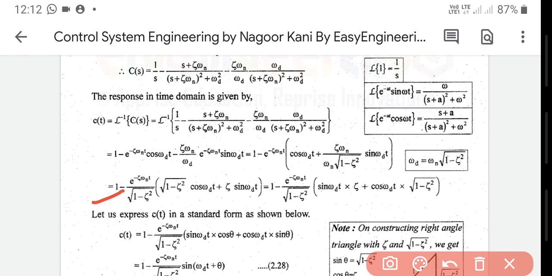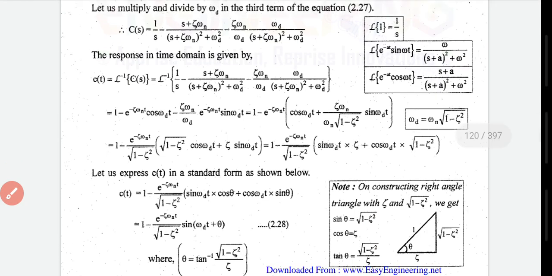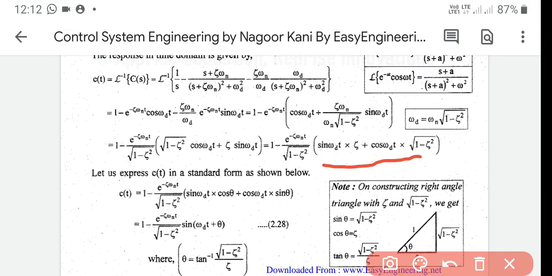Okay, now from this equation you are considering 1 minus e power minus zeta omega n into t by square root of 1 minus zeta square. Okay, sin omega d t into zeta plus cos omega d t into square root of 1 minus zeta square. Okay, now on constructing the right angle triangle with zeta and 1 minus zeta square, we get, so like this we are constructing the right angle triangle.